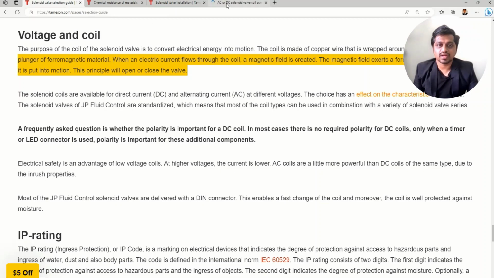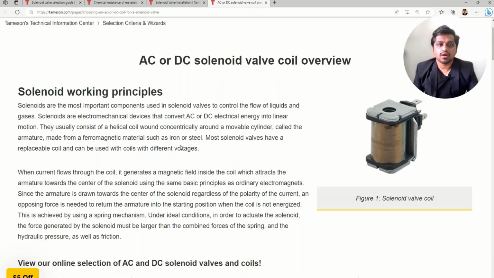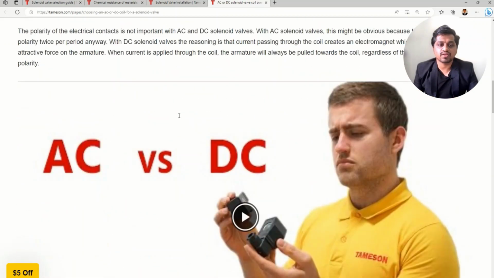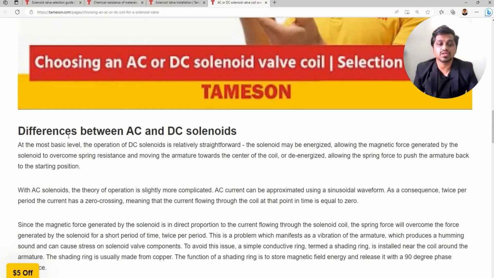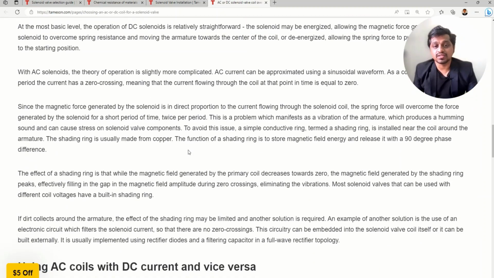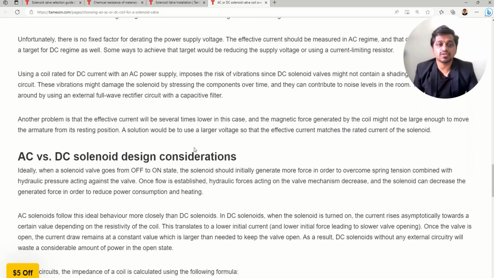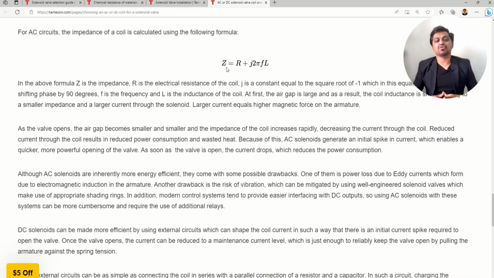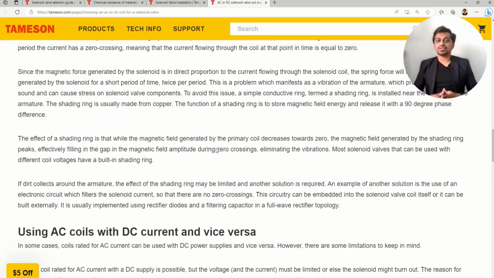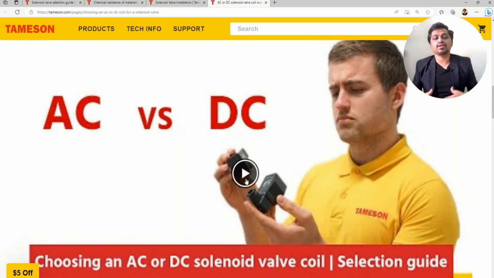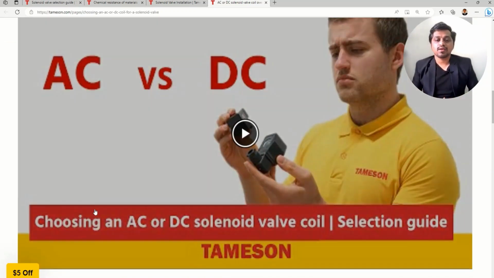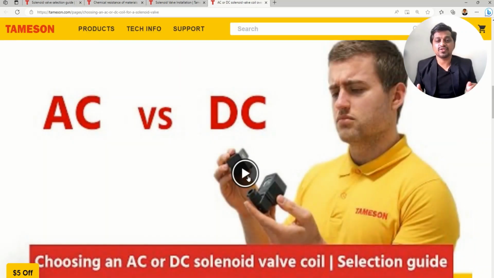Then the effect on the characteristics, you can go into this: what is the solenoid valve working, AC versus DC. In this video you can check out what the differences between AC and DC solenoids are. Then you can use the AC coils with DC current, and all those things are given over here. You can just check out these things. These things are more of an electrical kind of thing, but we should know the basics. So you can watch this video. I will drop a link of this video into the comment section, right?